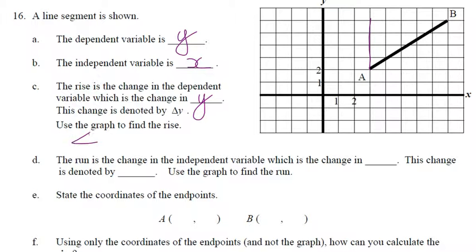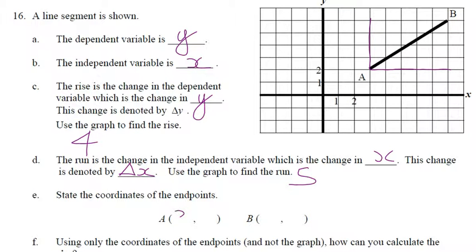Let's go with 4. The run is the change in the independent variable, which is the change in x. This change is denoted by delta x. Use the graph to find the run. 5. State the coordinates of the endpoints.